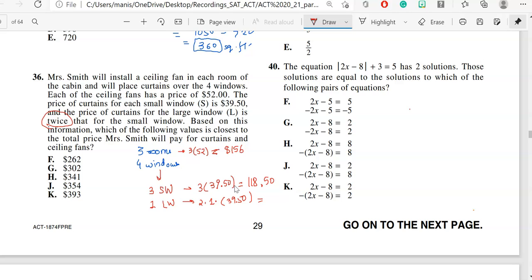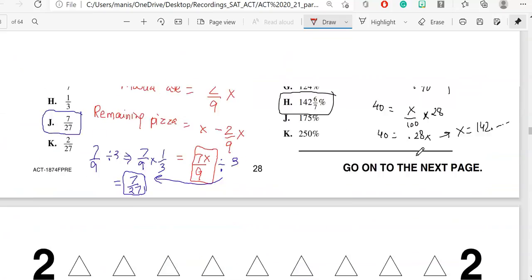So the answer for this will be 17. So I will add all of these three numbers over here, 156 plus 118.50 plus 79. It will give me the answer 353.5 something, or I think 0.50. So based on this, this is the correct choice over here. J, this is my correct choice. Okay, now let's go to the next problem.